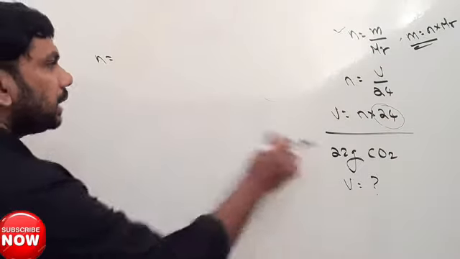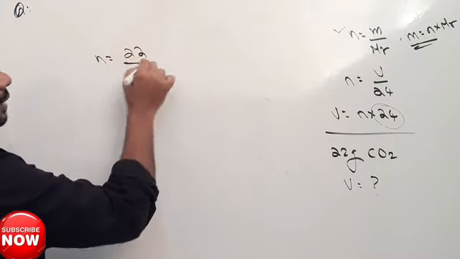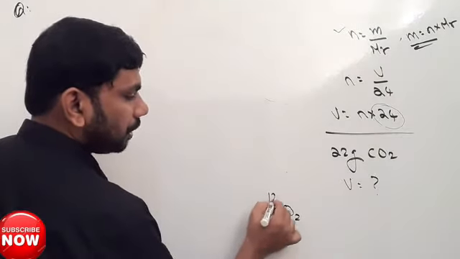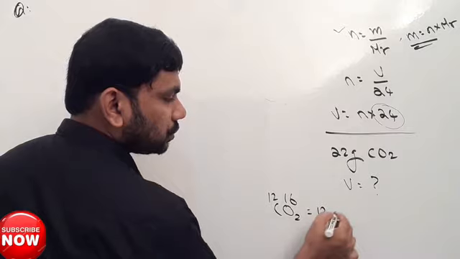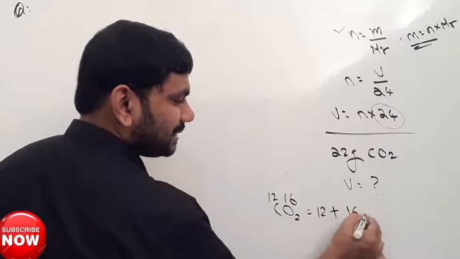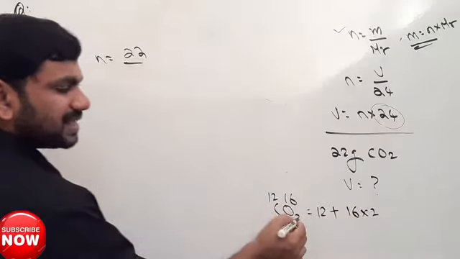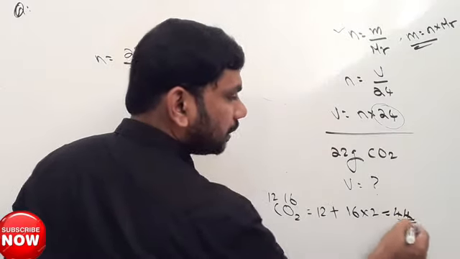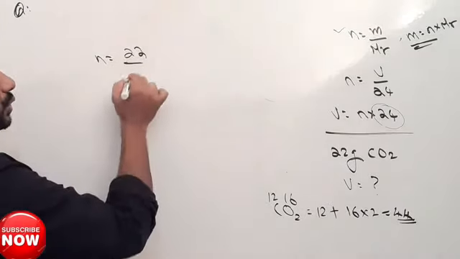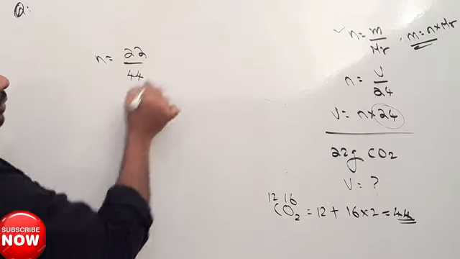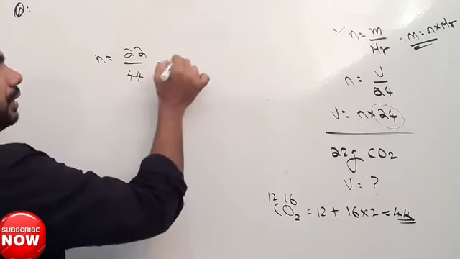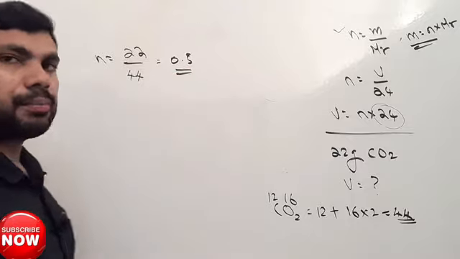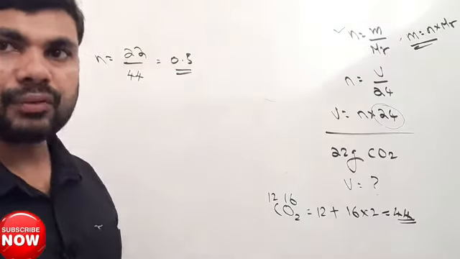What is the mass of carbon dioxide? 22 gram. And what is the molecular mass of carbon dioxide? Carbon 12, oxygen 16, so 12 plus 16 times 2, which is 44. So 22 divided by 44, you will get 0.5. The number of moles is 0.5.